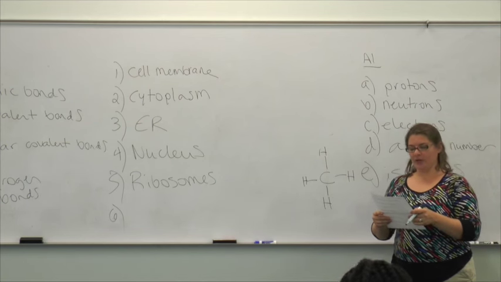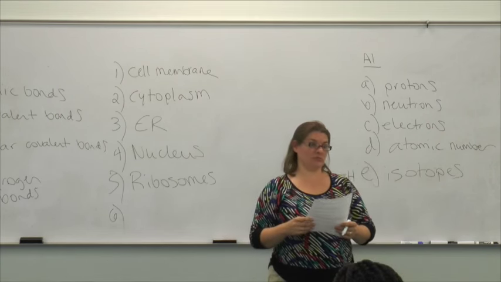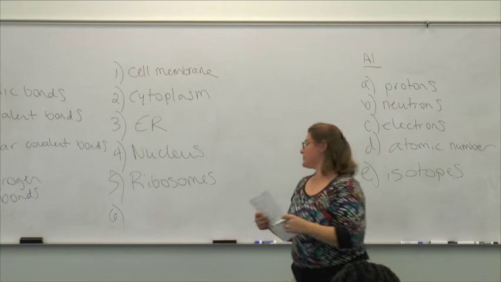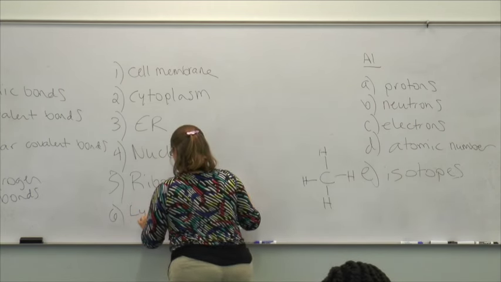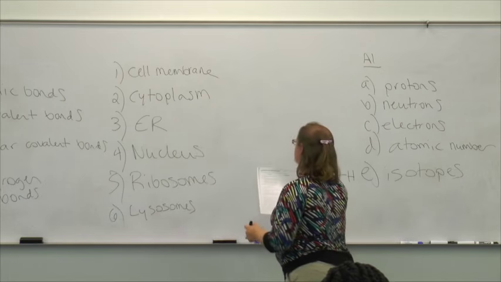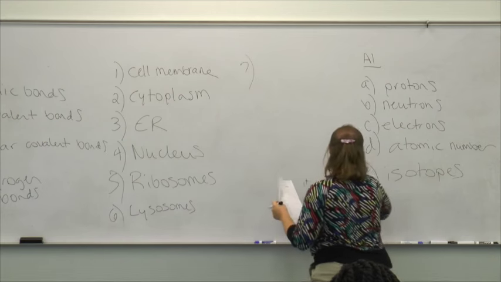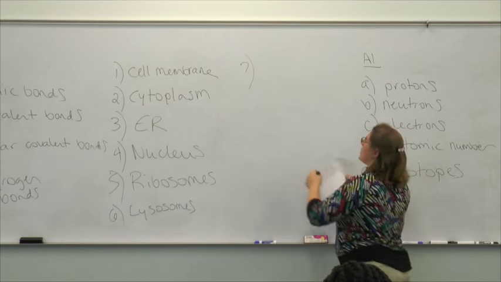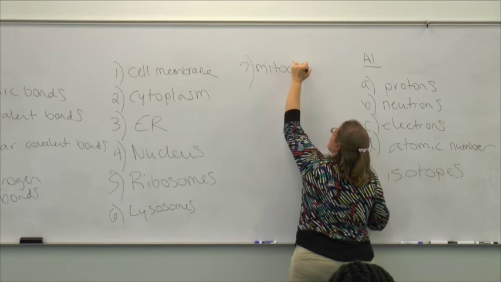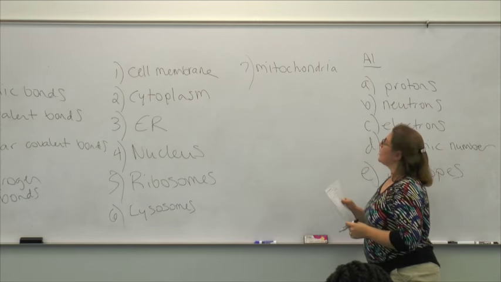Okay, number 6. Involved in the digestion of food within the cell. Lysosomes, right? Yeah, lysosomes. Digestion is the key there for lysosomes. Number 7, the powerhouse of the cell. It makes ATP. Yeah, mitochondria. That's what does cellular respiration. That's our powerhouse. Mitochondria.